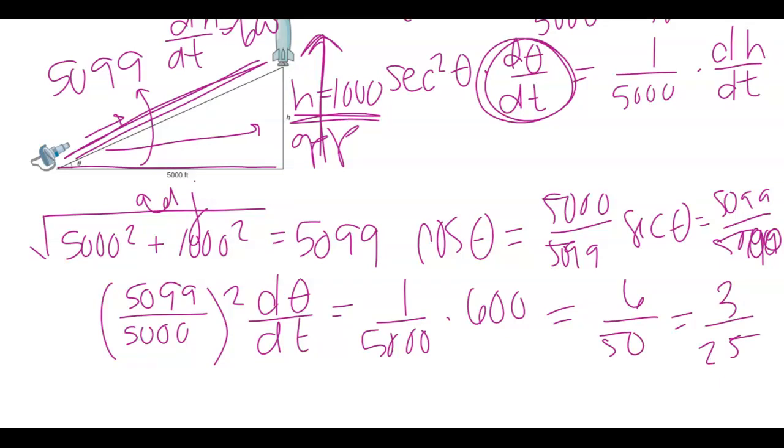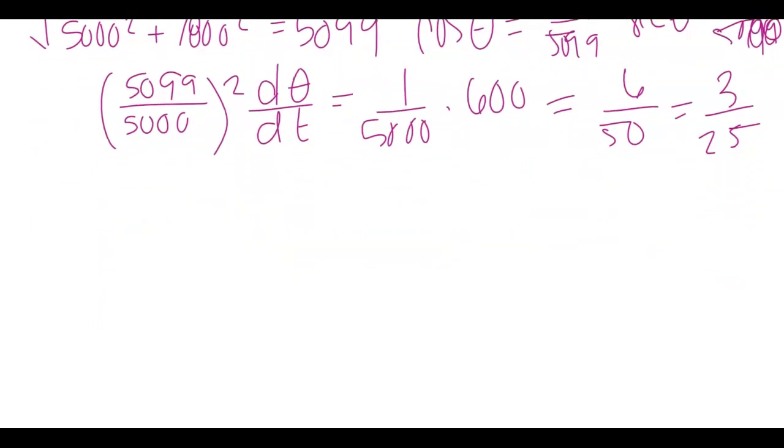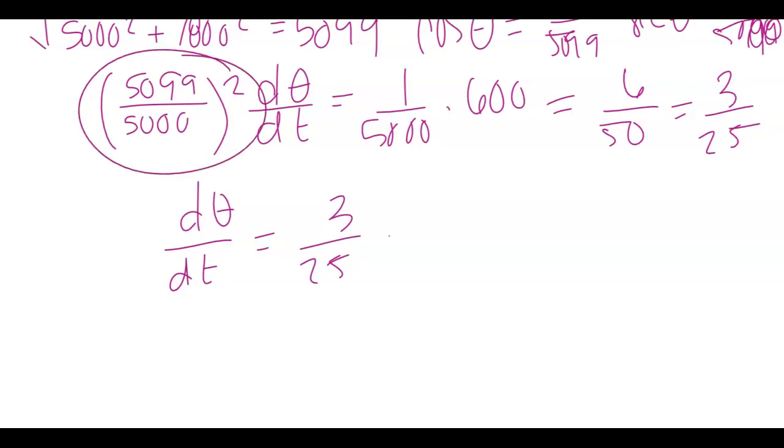I could write this in the most exact form possible. I mean, I already kind of rounded to get the 5,099, but that's okay. So I would have 3 over 25, and then I would just multiply by this reciprocal. And that would be the rate of change with respect to time.